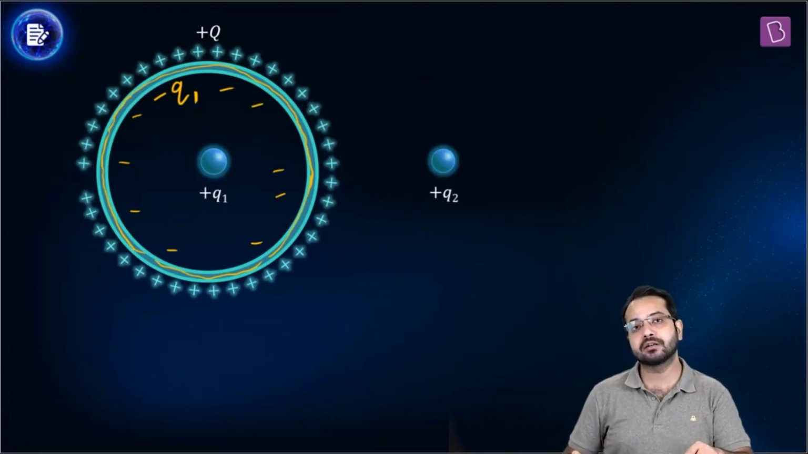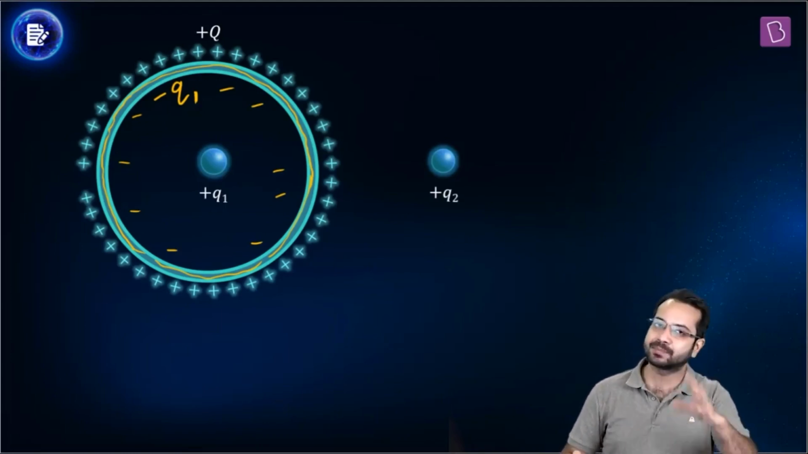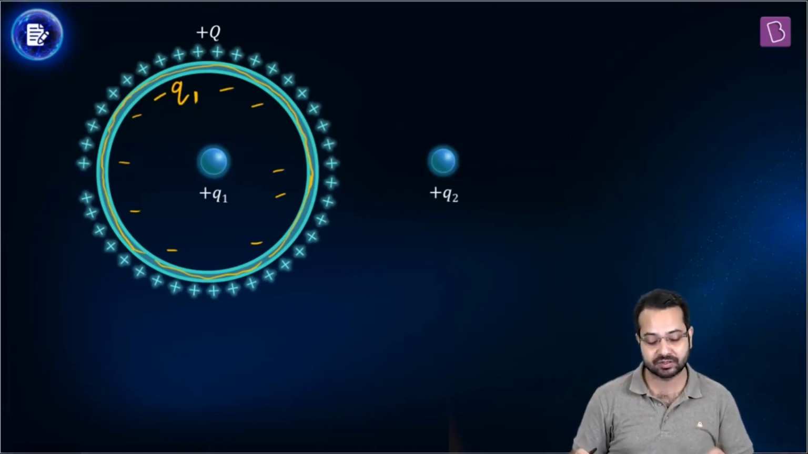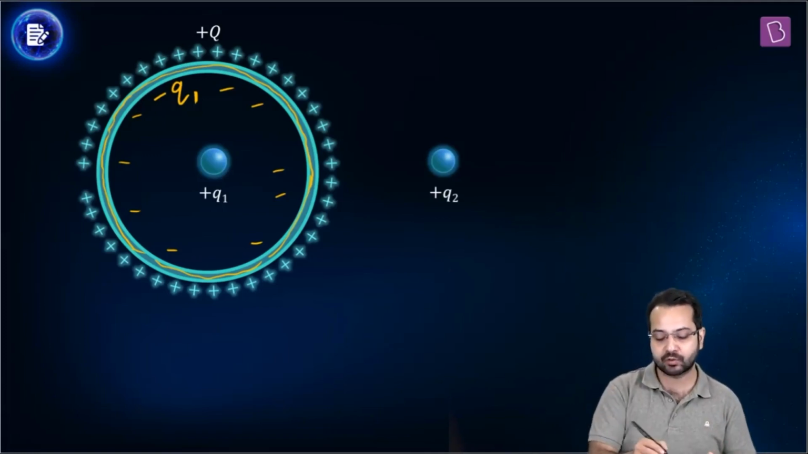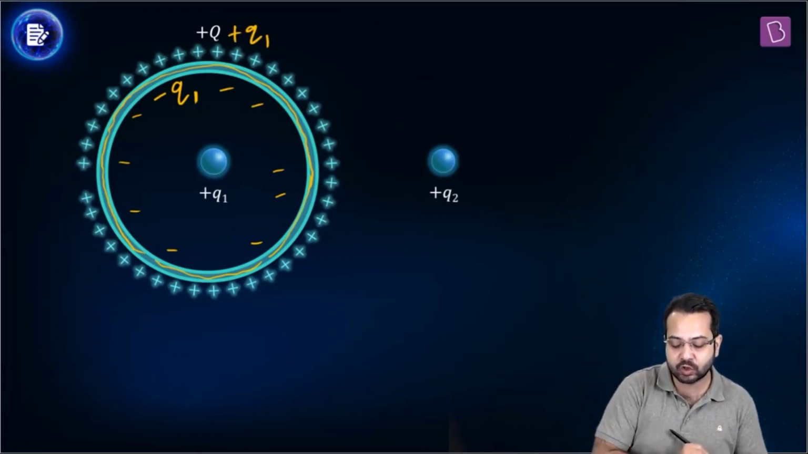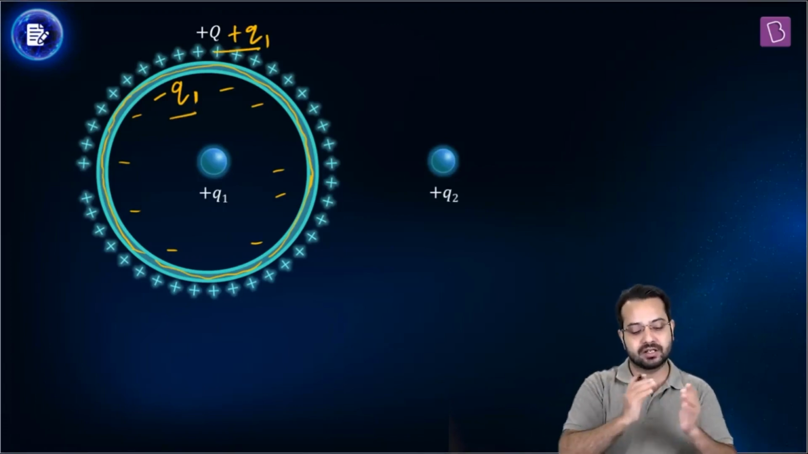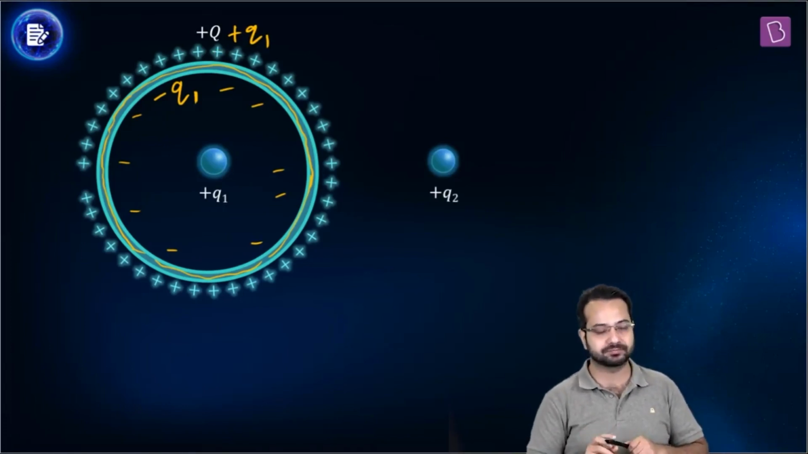Now this conductor is isolated, so the net charge has to be conserved. So initially it has plus q charge, so finally also it should have a total of plus q charge. Now on the inner surface there is minus q1 charge, so what should be the charge on the outer surface? It should be q plus q1, so that this charge and this charge together gives us plus q. Alright, so this is going to be the charge distribution.